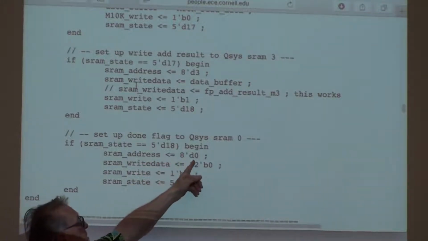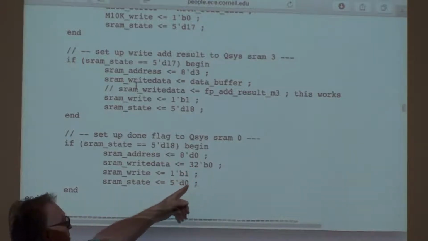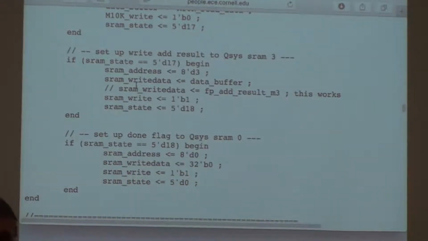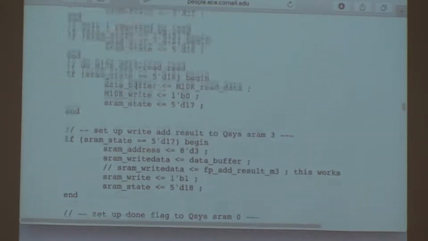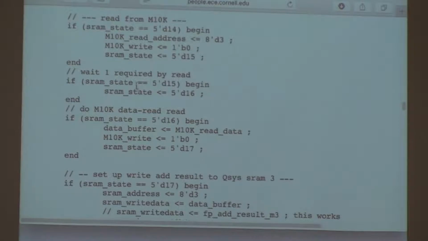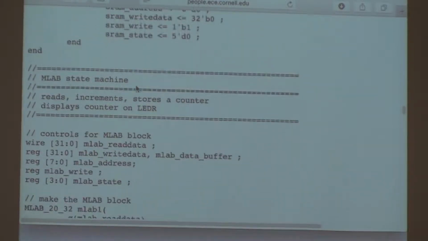So this is the address 0 flag. We're going to write 32 bits of 0 to it. And that tells the HPS that the FPGA operation is complete and it can carry on. So it's straightforward. It is merely tedious. But the discipline is set up a read, wait 1 cycle, do the read. Set up a write, immediately go ahead.